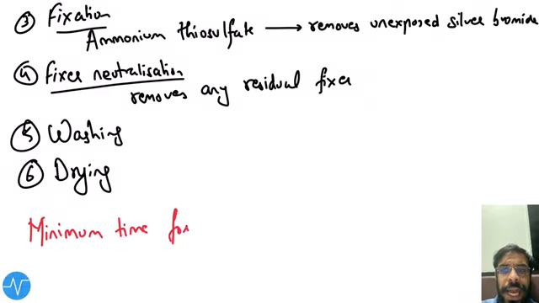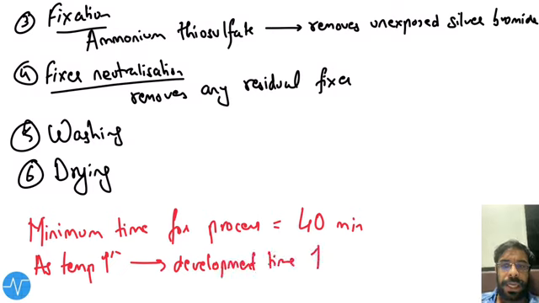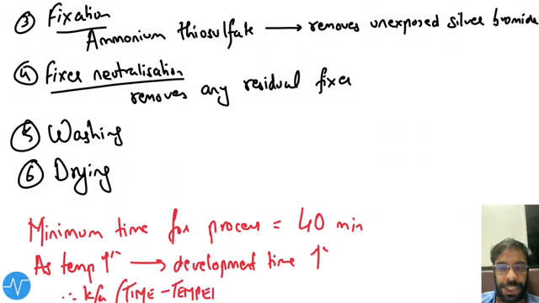The minimum time for the process is 40 minutes, and as the temperature increases, the development time will also increase. Therefore, this dark room chemistry is also known as the time temperature method.